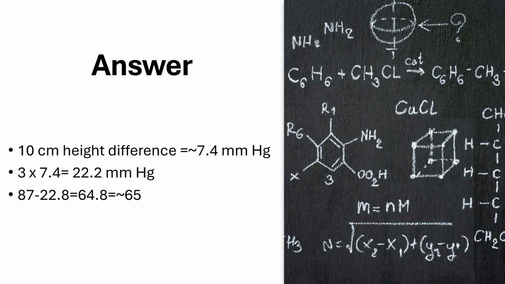And again, recall that the patient's MAP was 87. So 87 minus 22.2 equals about 64.8, or approximately 65. So 65 is his approximate cerebral mean arterial pressure.